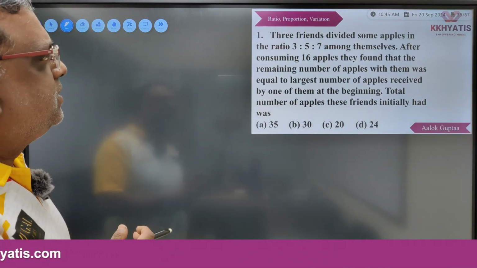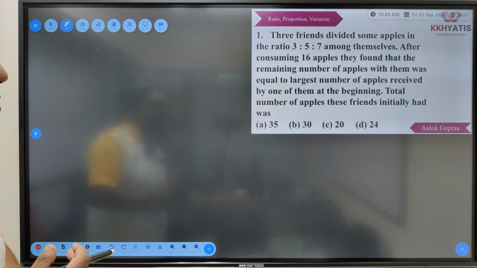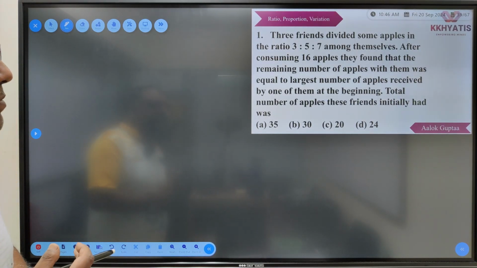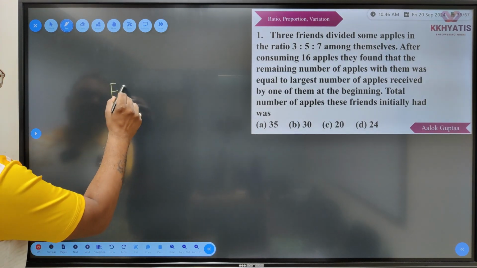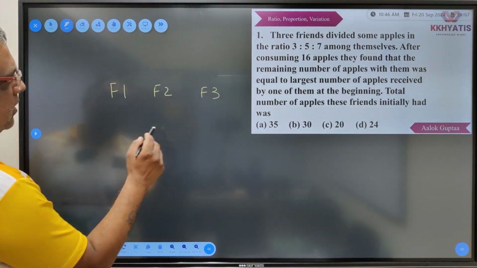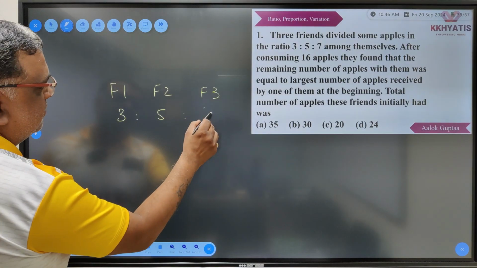So this is a pretty simple sum. I don't know why it is in medium difficulty, but I think a lot of people face challenges in solving such type of problems. There might be some trick in it. So let's try to address it. There are three friends. I'll make them friend 1, friend 2, friend 3. They have apples in the ratio 3:5:7.